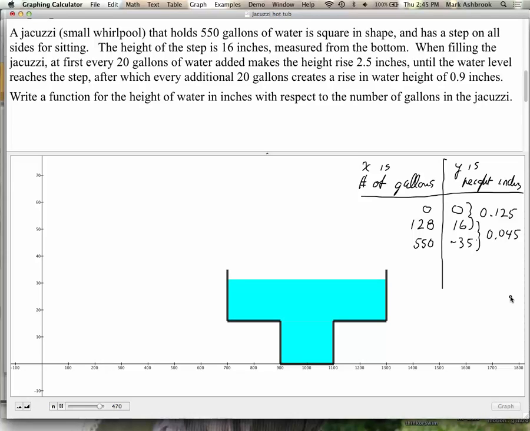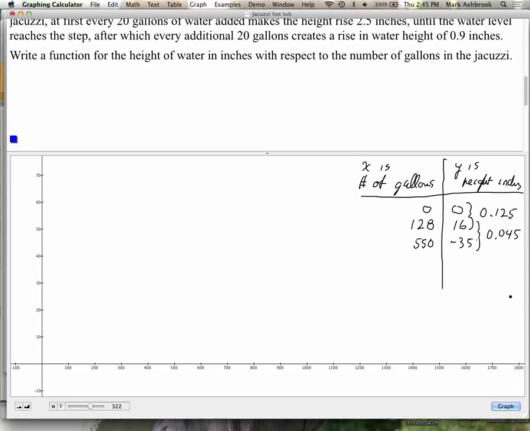So what's going on here in this function? What's this function going to be like? 2 lines. Right. So we're going to have this initial, and here's where this point slope form comes in. So let's define this function. What do you want to call it? J. J for jacuzzi.